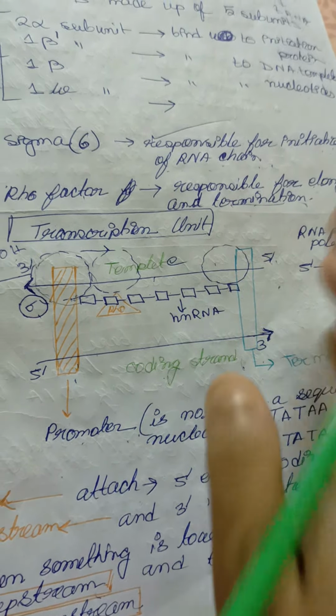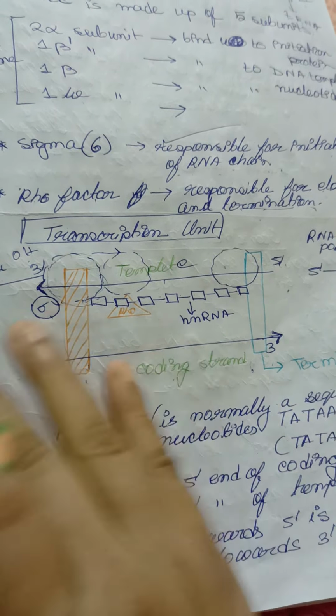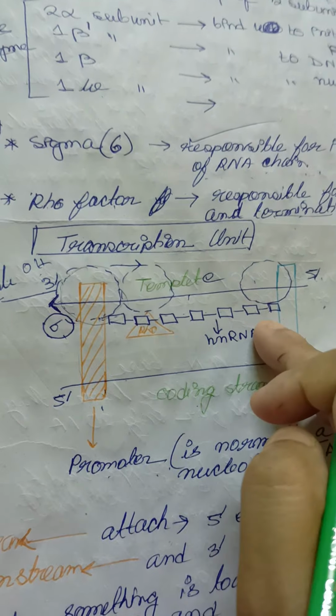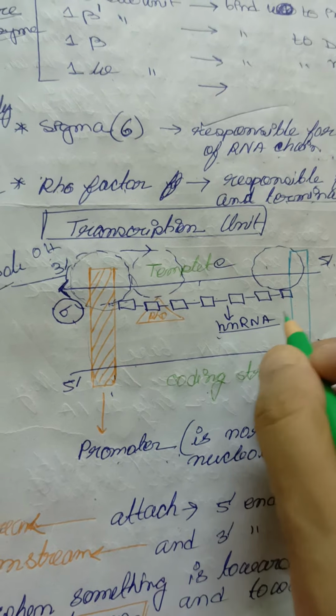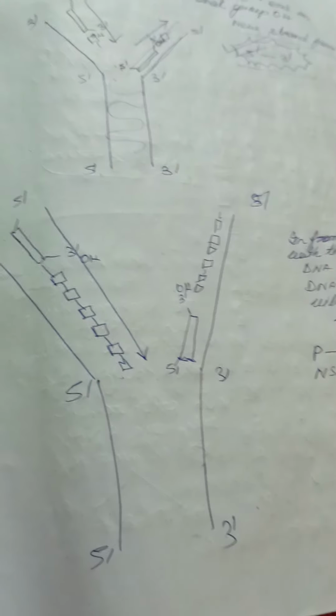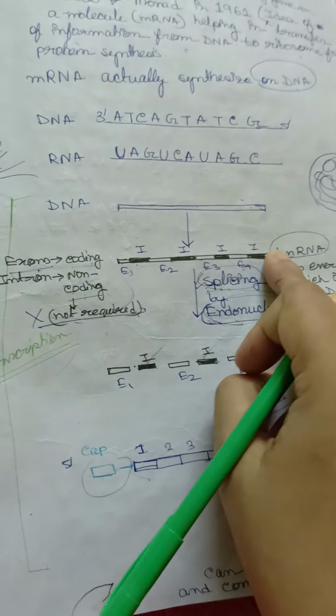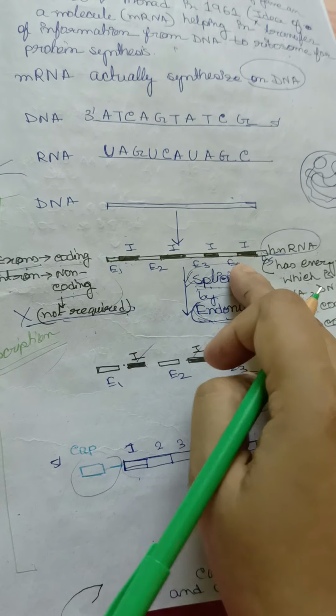It will terminate here, meaning it will stop the mRNA, and no more synthesis happens. Actually, this is not mRNA, this is hnRNA. We already learned from hnRNA how mRNA synthesis takes place. We already learned these things here, right? So this is hnRNA. I told you there is some intron and exon.